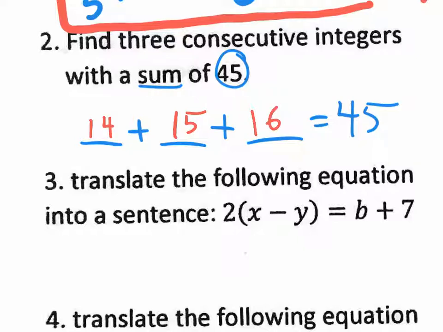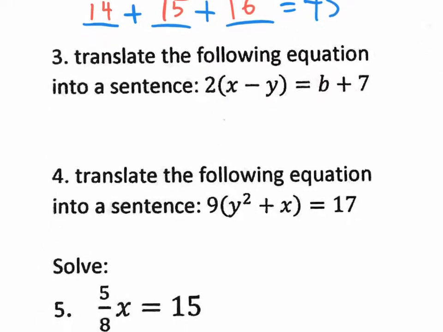So 14 plus 15 is 29, and 29 plus 16 is 45. Okay, so that is the correct answer. 14, 15, and 16 are the three consecutive numbers. Those are the three consecutive numbers that add up to give you 45. Okay, so guessing and checking works great right here. You could also create an equation, but we'll hold off on that till the next section.